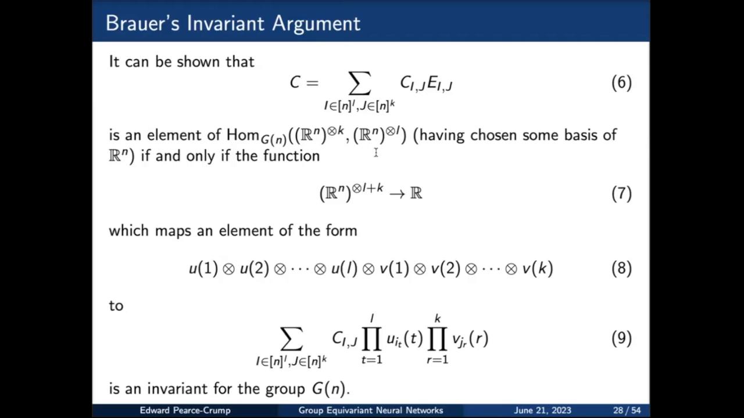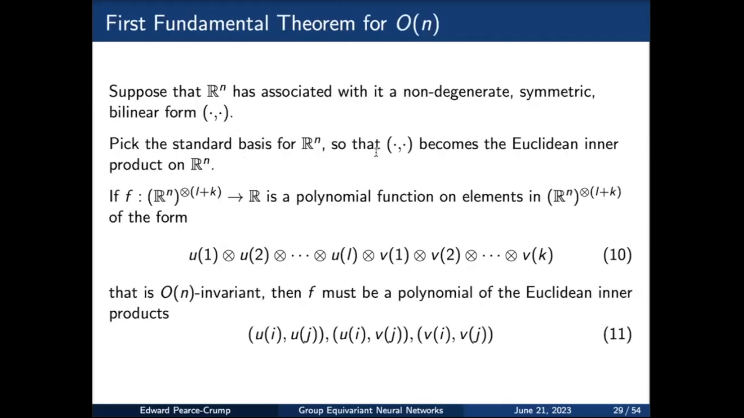But we have to combine it. So to find these coefficients for each of these groups, we combine it with something called the first fundamental theorem for each group. So here's the first fundamental theorem for the orthogonal group. Again, a bit technical, but we'll get the basic points. With Rn, you can associate to it a non-degenerate symmetric bilinear form. And if you pick the standard basis for Rn, this form actually becomes the Euclidean inner product on Rn, right? So just the standard dot product.